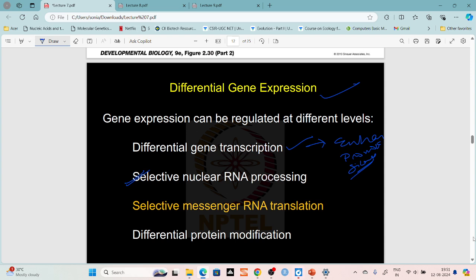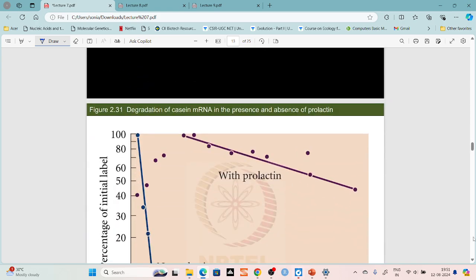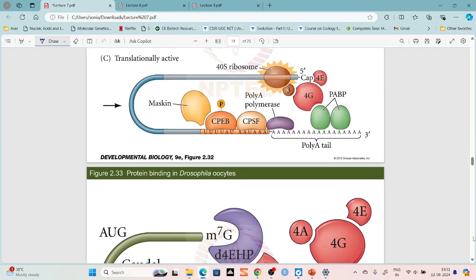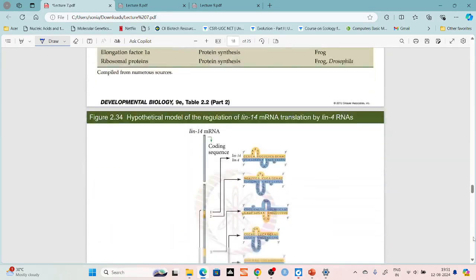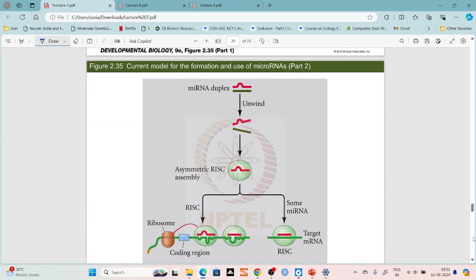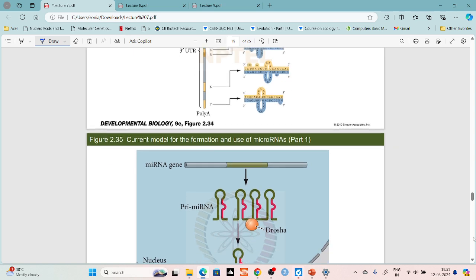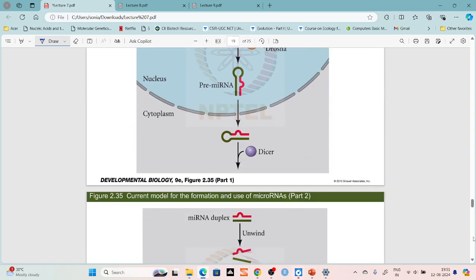So selective mRNA translation means that if we want differential expression of a gene, we can select that this mRNA should be translated in these cells and this mRNA should not be translated in these cells. Like this also you can do. And here comes your concept of microRNAs, because microRNAs can inhibit the translation process also. So for many genes, suppose a gene X does not need to be expressed in lungs, let's say, but the mRNA is there.